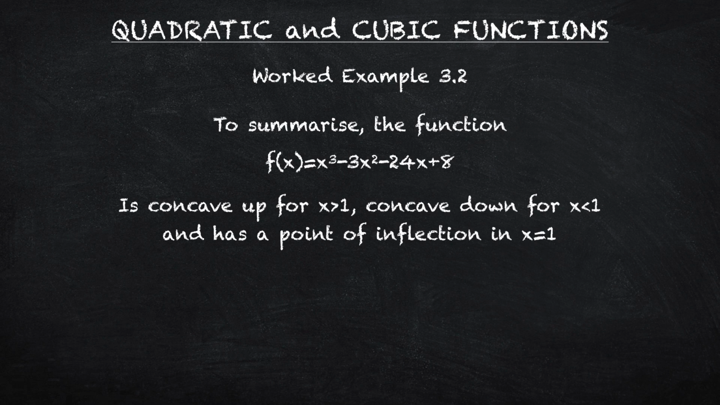So to summarize, the function f is concave up for x larger than 1, concave down for x smaller than 1, and has a point of inflection at x equal to 1. And this is the end of the exercise.